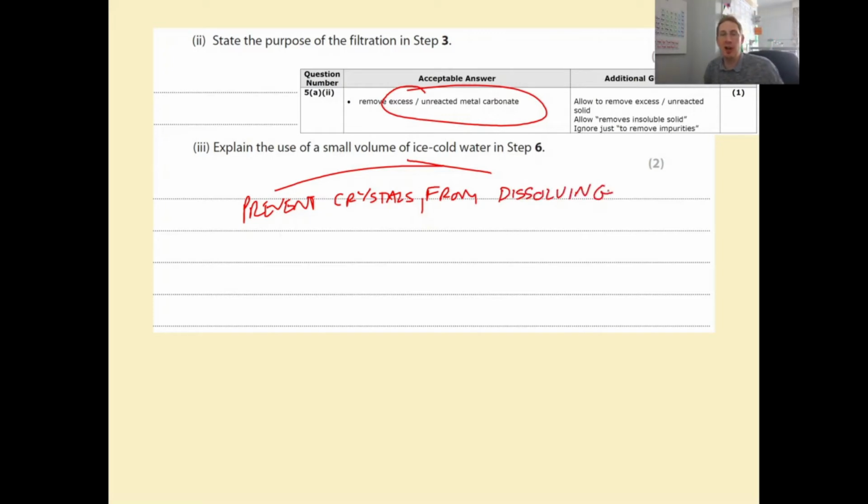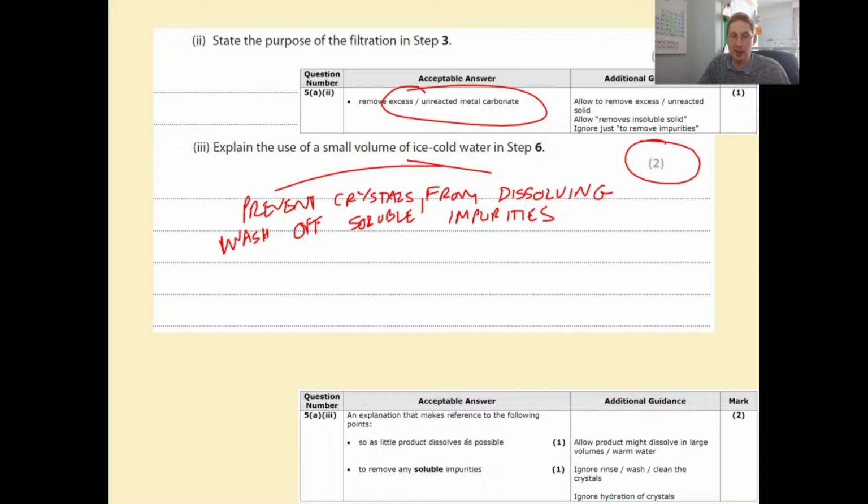But the question might be, well, why are you rinsing it at all? Why are you adding the water? And that's what the second mark is for, and that is to wash off soluble impurities. Remember, if it's a 2-mark question, we're looking for 2 distinct points. So as little product as possible dissolves, but why are we adding water in the first place? To remove soluble impurities. Ignore rinse, wash the crystals, clean the crystals, because that's not specific enough.